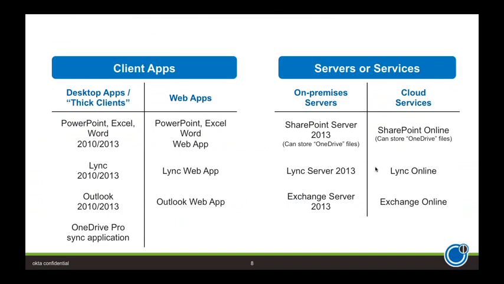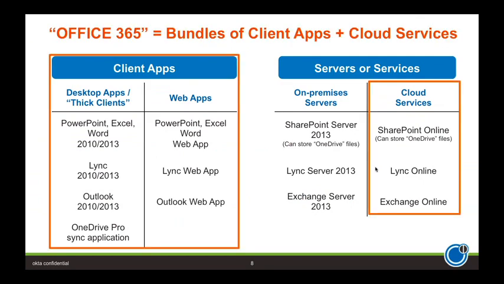On the server side, though, what we're all used to is deploying our own on-prem servers in our own data centers to run SharePoint, Lync, Exchange, etc. And really what Office 365 is doing is pushing that from our on-prem infrastructure to a cloud-based service as well. So Office 365 really is a bundle of all the different client applications. It's not just the web-based client, but also the thick clients. But predominantly the big change here is moving from on-prem servers to cloud-based services.